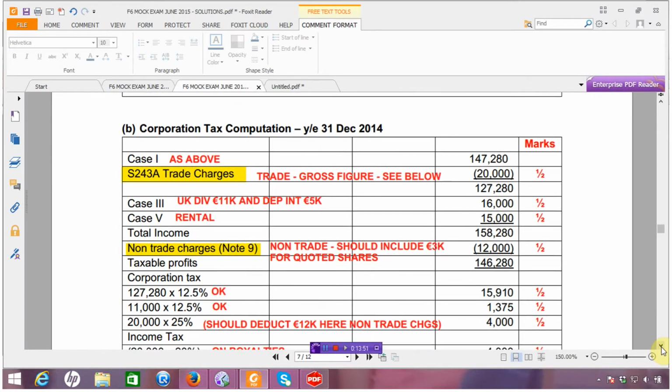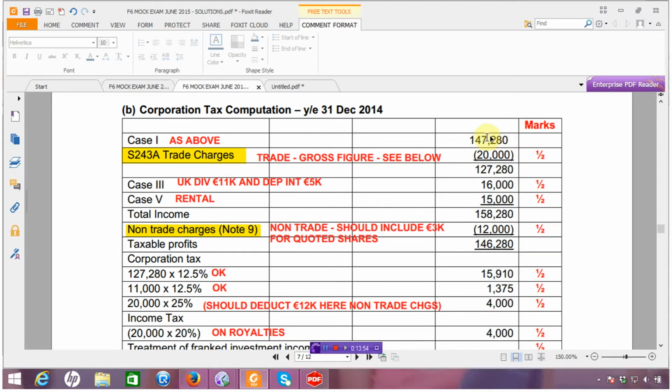In terms of the CT comp, we know that we have the figure from above, that's the 147, so no marks there for that. And you'll notice here that we have trade charges and non-trade charges. You'll remember above in the adjustments, we took out the figure shown within the trading and profit and loss account of 30. In other words, we added that back, and we're including trade charges in the CT comp based on the paid amount, and that was given in the question. So all we're having to do is just take off that 20,000.